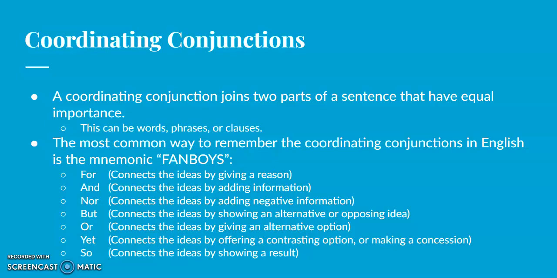A coordinating conjunction joins two parts of a sentence that have equal importance. We have been structuring this in terms of joining clauses, but this can be words, phrases, or clauses. Coordinating conjunctions are the most commonly used conjunctions in English. There are 7 coordinating conjunctions: for, and, nor, but, or, yet, so. You may remember them with the mnemonic FANBOYS. A mnemonic is a kind of memory trick that's designed to help you remember something.